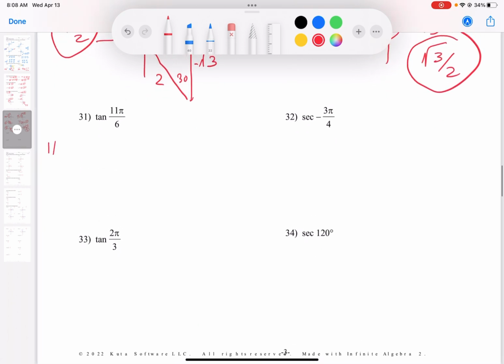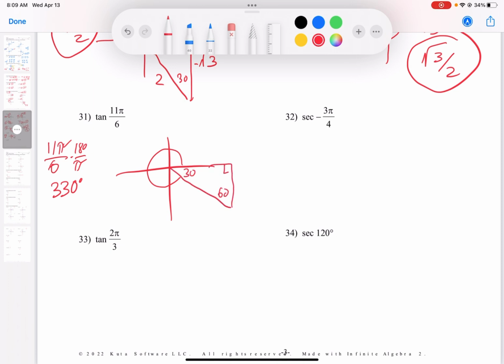11 pi over 6. So we're going to multiply it by 180 over pi. 11 times 180 divided by 6 is 330 degrees. So 330 degrees. Drop this here. That gives us a 30, 60, 90. That's negative 1, 2, the square root of 3. Tangent is opposite over adjacent. So negative 1 over the square root of 3. Of course, you can't have that. So that equals negative square root of 3 over 3.